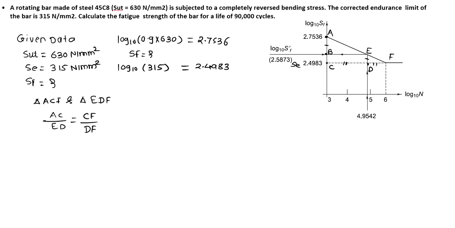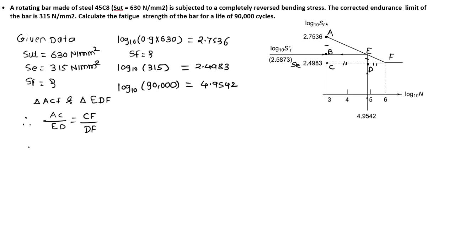Now I will calculate the value at point D. At point D it is 90,000. For that purpose I have to take log to the base 10 of 90,000. That value will be 4.9542. Now I will put all the values in the equation.